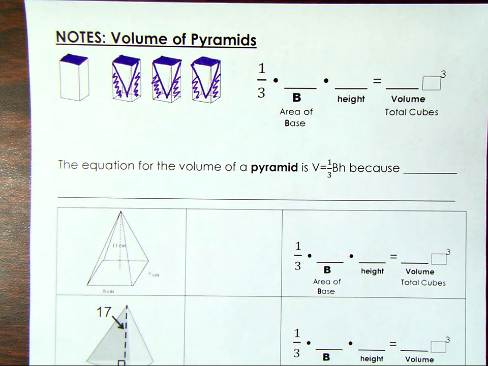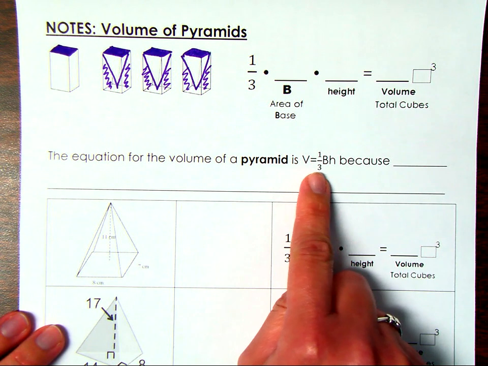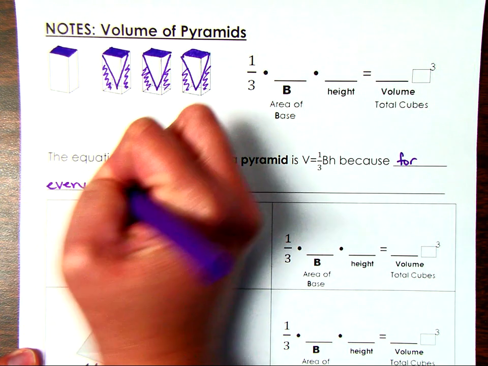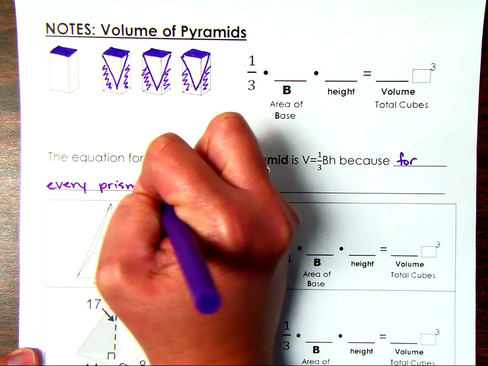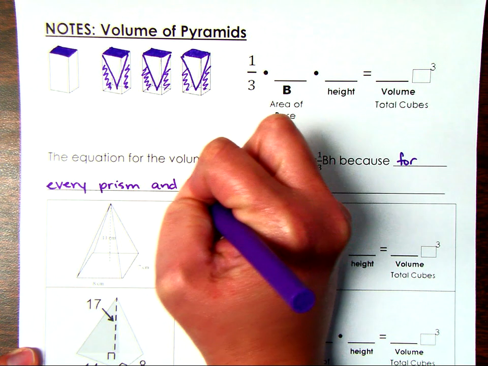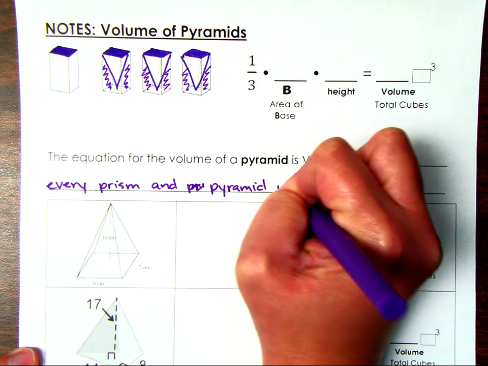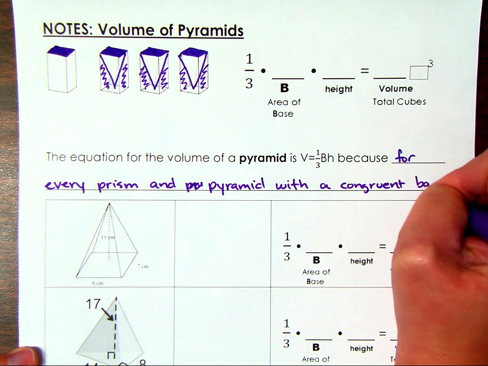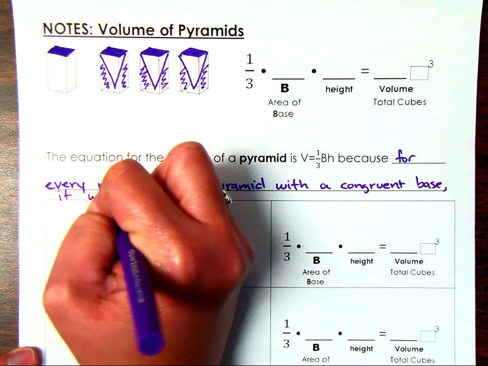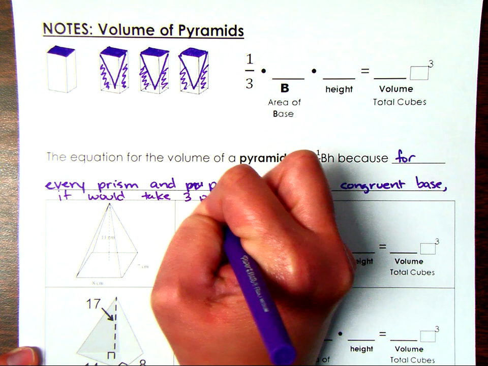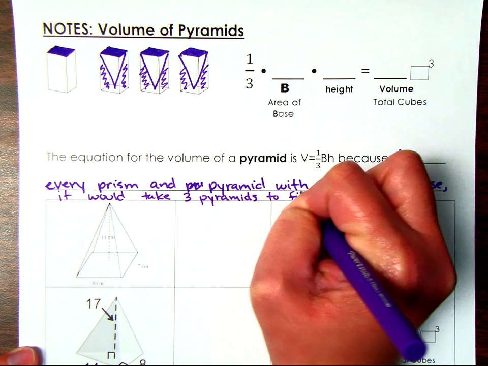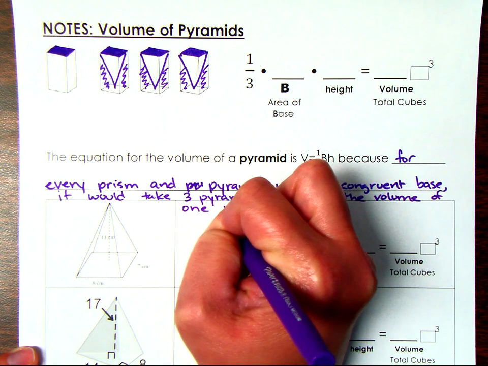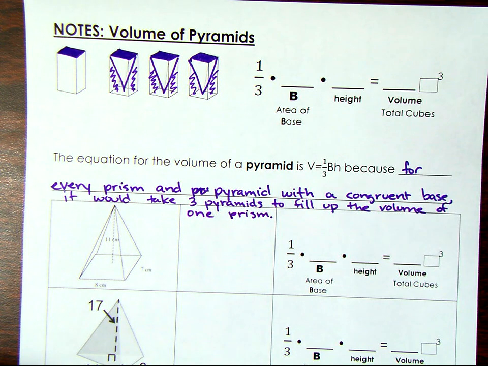So basically, the equation for the volume of a pyramid is V equals 1/3 big B times H, because for every prism and pyramid with a congruent base, like I shaded that base, that purple right there, it would take 3 pyramids to fill up the volume of 1 prism. Okay? So that's why we wanted to show it to you first instead of just telling you.